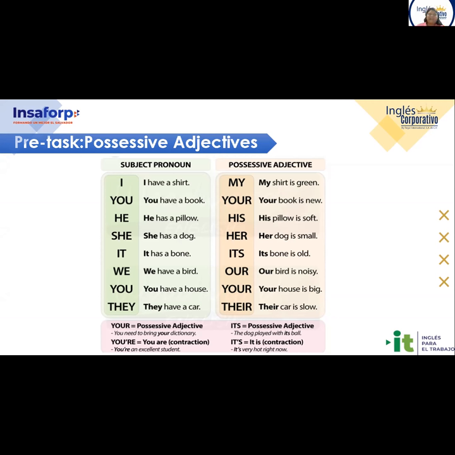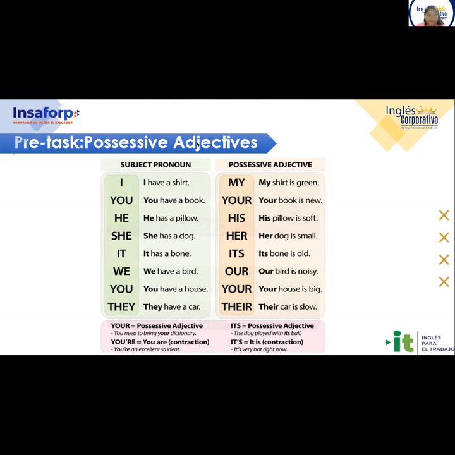Okay, so let's check some more examples. Emerson, please help me with the subject pronouns and the examples. Vamos a leer primero oraciones donde utilizamos estos subject pronouns como sujeto, ¿verdad? Read this part. I have a shirt. You have a book. He has a pillow. She has a dog. It has a bone. We have a beer. You have a house. They have a car. Okay. Nice.